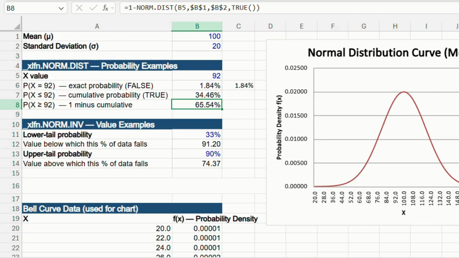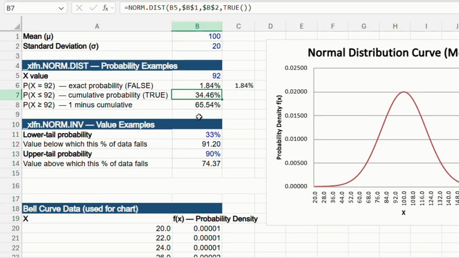So how do we remember this? Normal distribution with true gives this value or less. If we want a value less than or equal to, then we want this true formula, and if we want more, then subtract from 1.